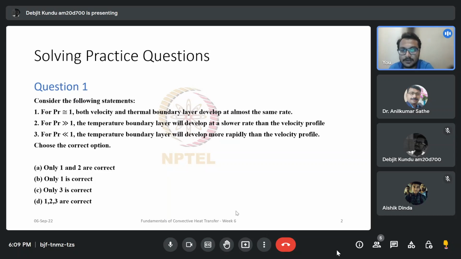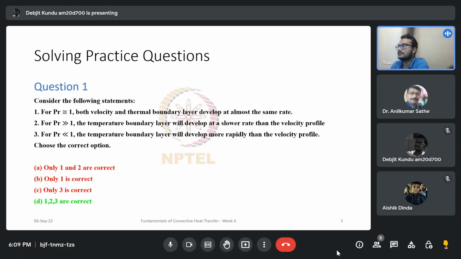So is it option A only 1 and 2 are correct? Option B only 1 is correct? Option C only 3 is correct? Or option D all of them 1, 2, 3 are correct? All three are correct, sir. Okay, so one response. Anyone else would like to respond? All three are correct. Okay, let's have a look at the solution then. And indeed, all three are correct.